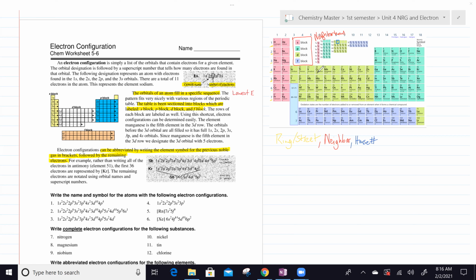If you are in the same neighborhood, so like let's look at the S neighborhood. S neighborhoods only have 2 houses. You're either in the first house or the second house. What about in the P neighborhood? How many houses do you have in the P neighborhood?